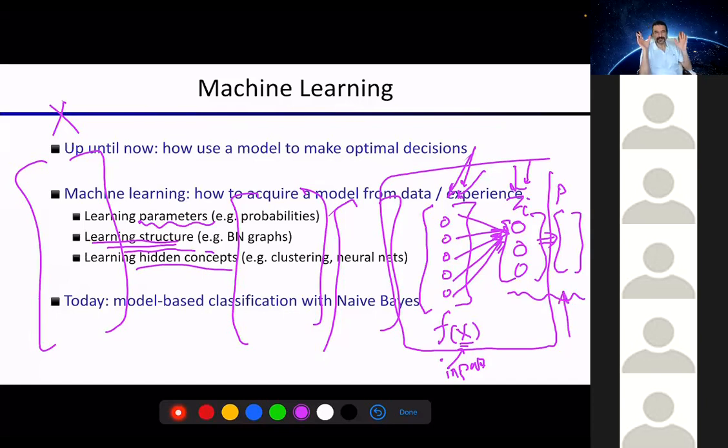Does it make sense? Because this is important to distinguish, and I hope that you see the reason why I picked naive Bayes to discuss today, and what is the key reason behind this. Do you have any question about that?